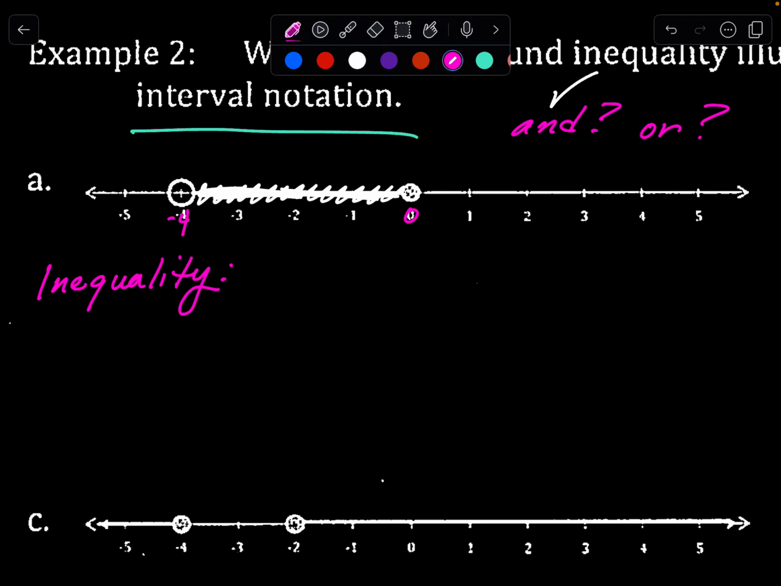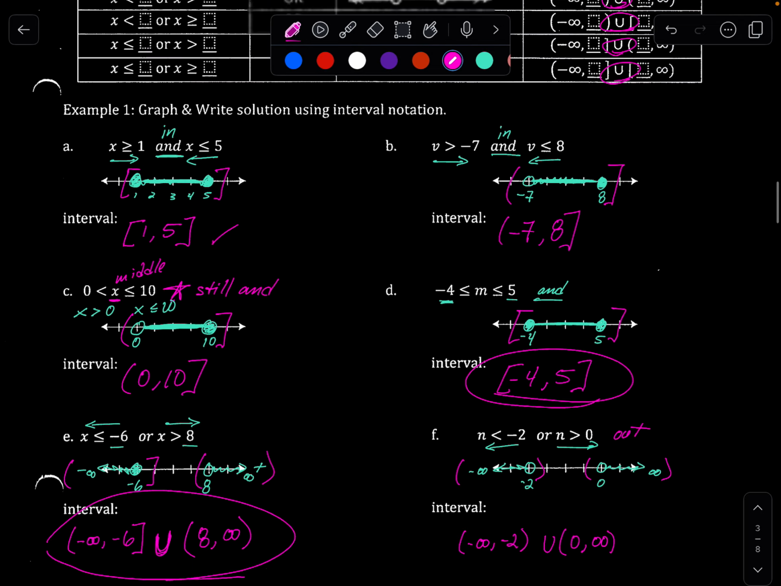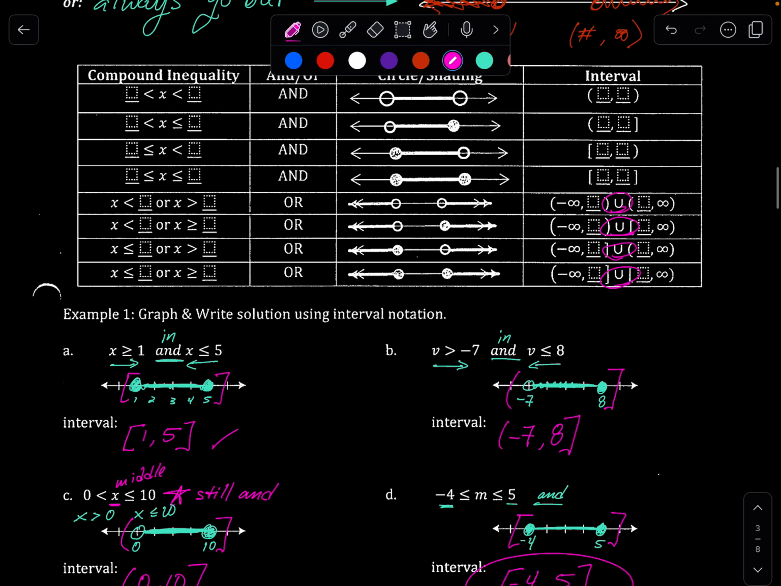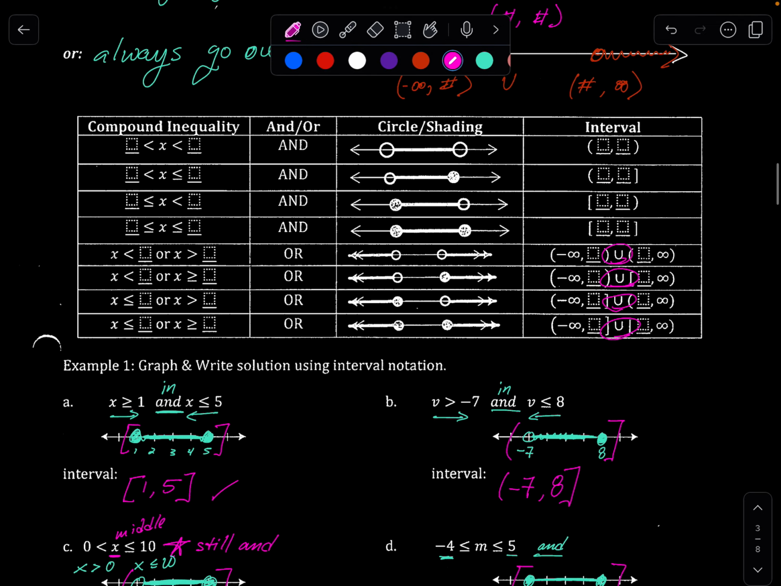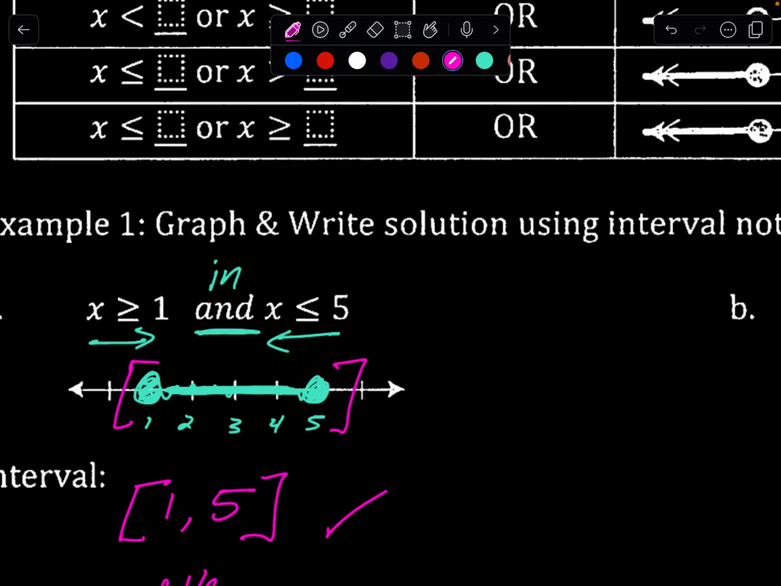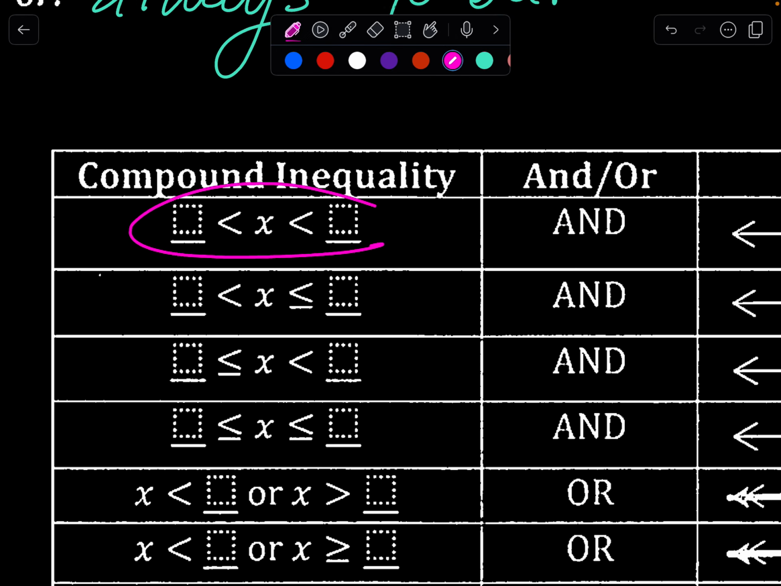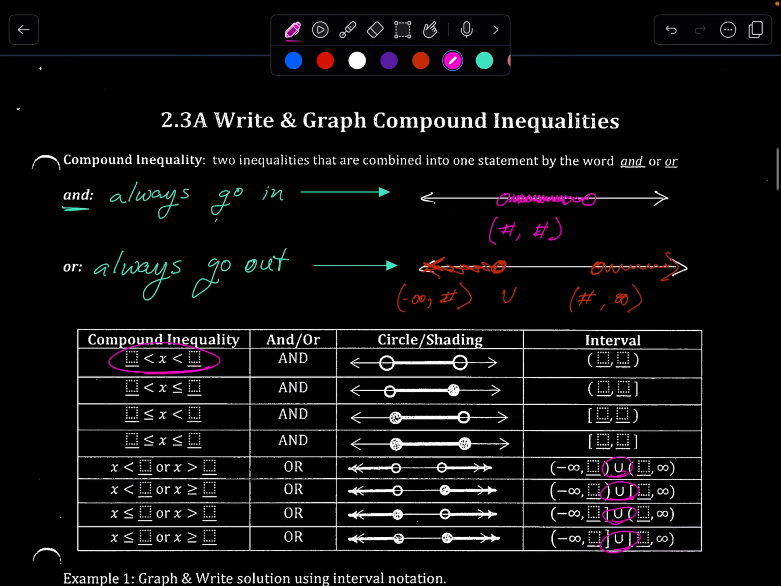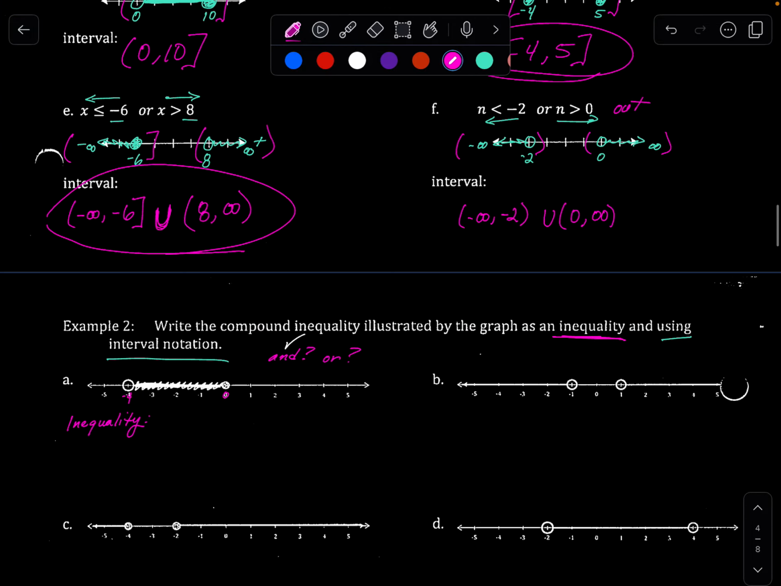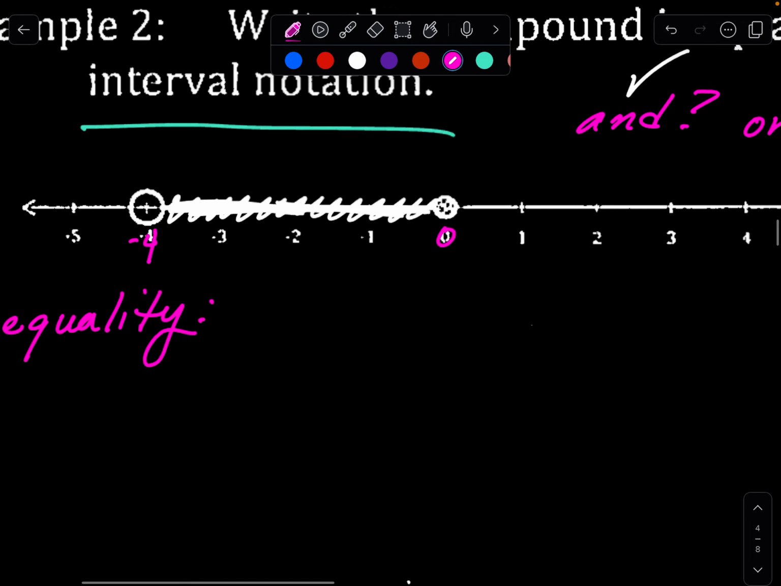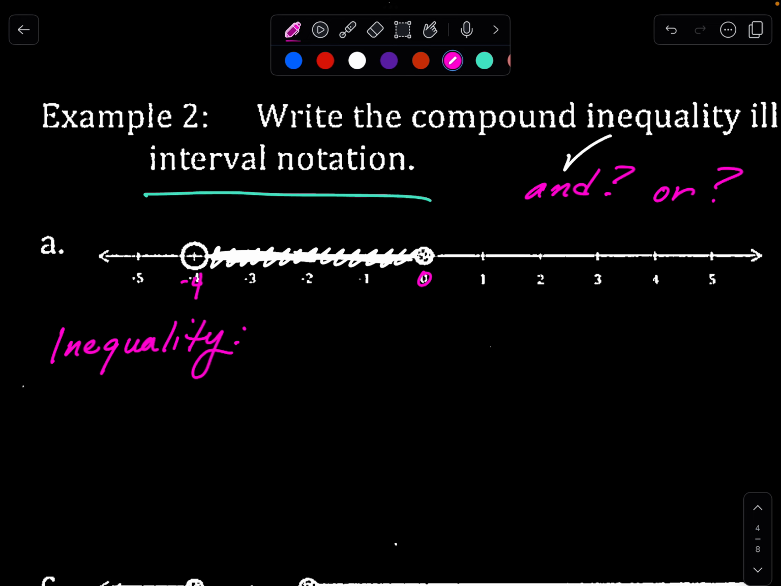So when I do my inequality, let's look at how we do the and notations. There are two ways we can do it. We could write and, like they do in problem A, or we can use the compound inequality form, where we have x in the middle and the two numbers on the other sides. So let's do that first. The inequality here would be negative 4, x, and then 0.